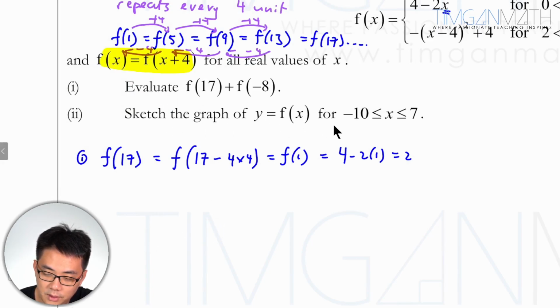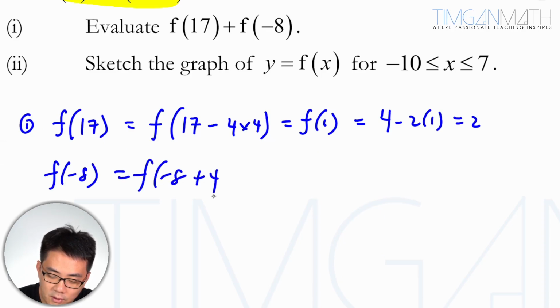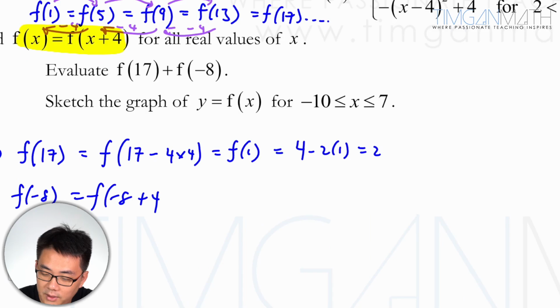Similarly with f(-8), negative 8, you just keep adding 4. I think you add 3 times, which is f(4).